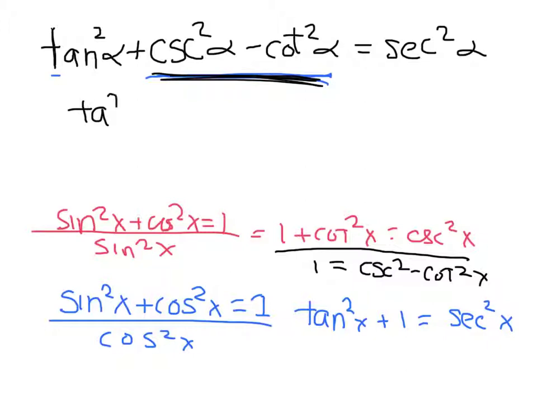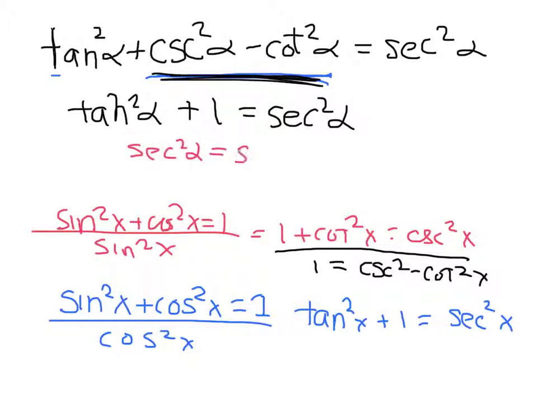So this is tangent squared alpha plus 1 equals secant squared alpha. And now my other Pythagorean identity says that tangent squared plus 1 is secant squared. So I can say secant squared alpha equals secant squared alpha. Check, check. These are both the same. So it's an identity. Identity is when two sides are the same.